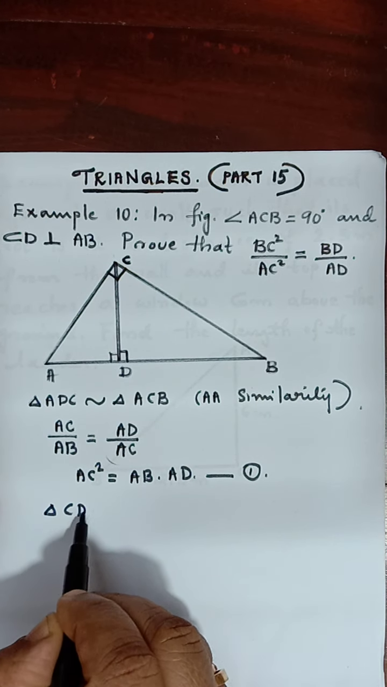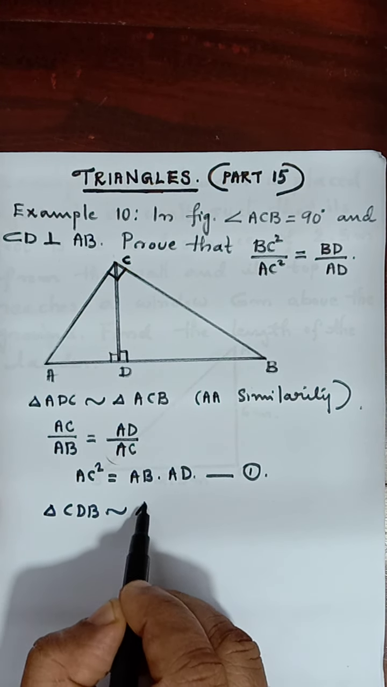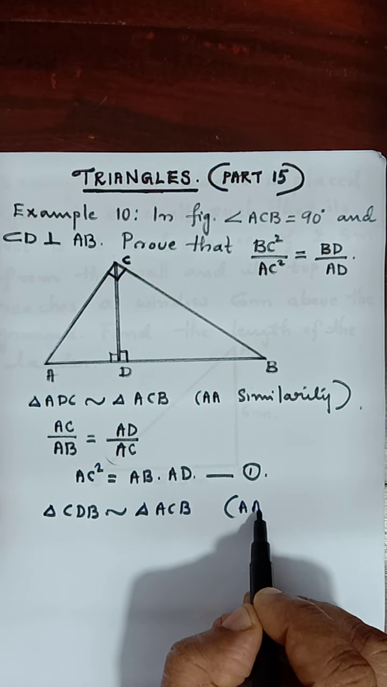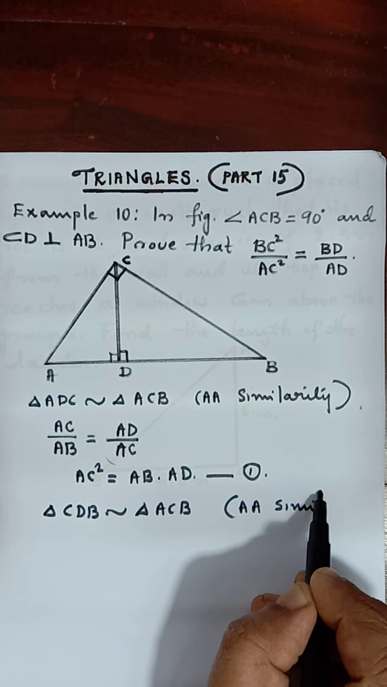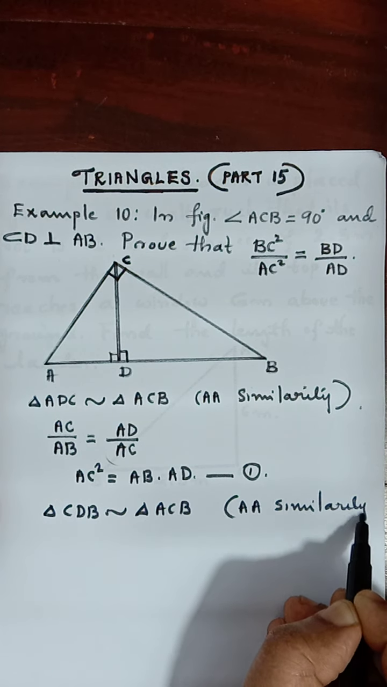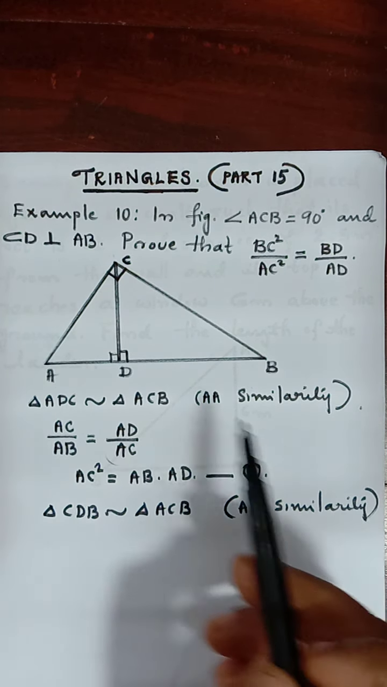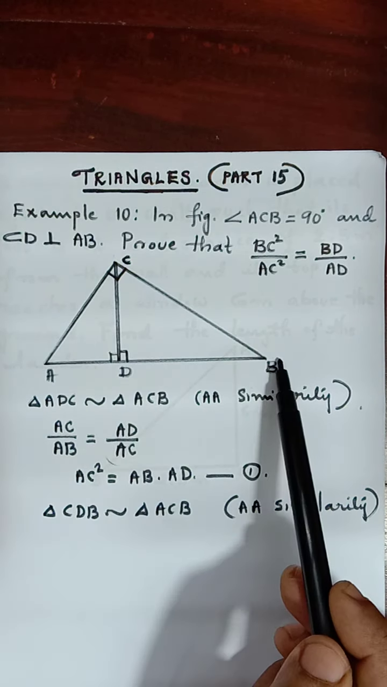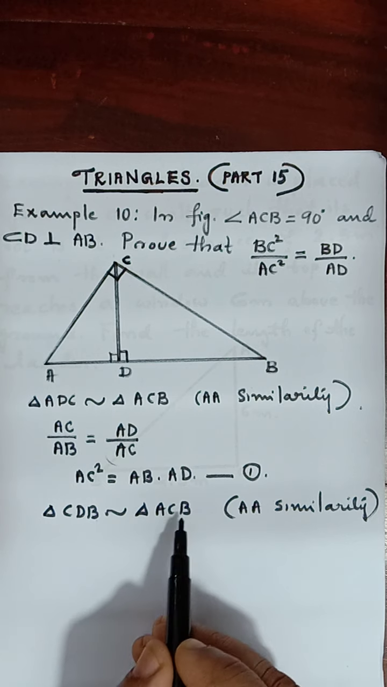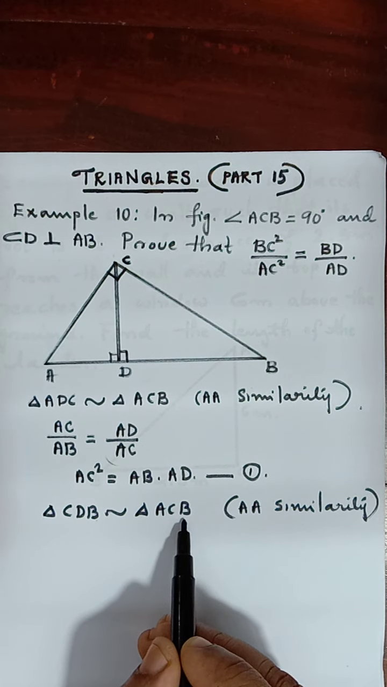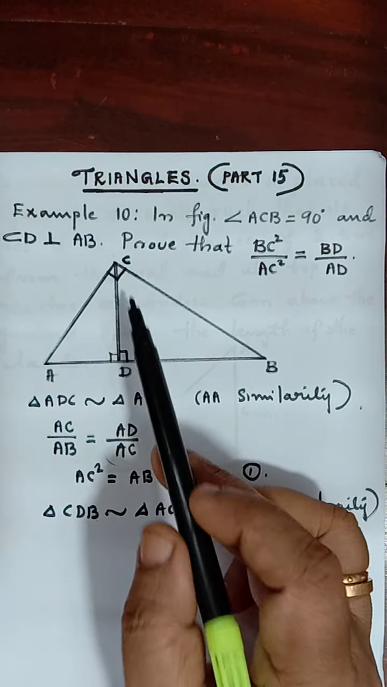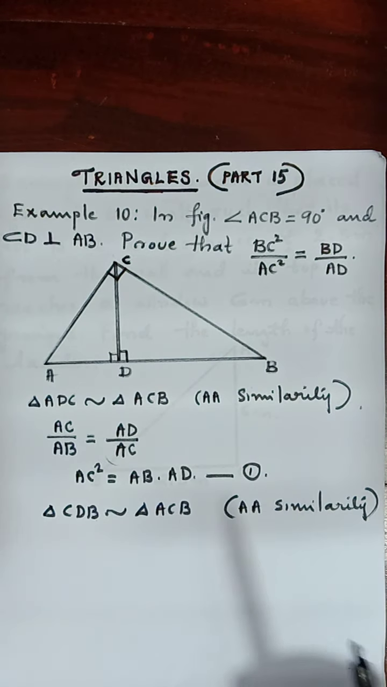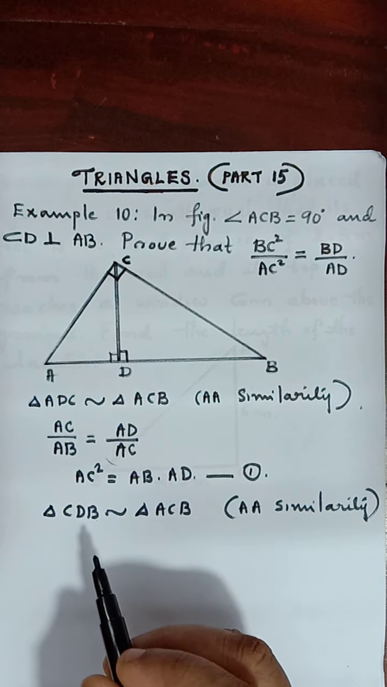Triangle CDB similar to triangle ACB. This is also by AA similarity. Again, it is CDB similar to ACB. So, ending with B, that is common. B is common for both. We have angle CDB 90 degrees. Angle ACB also 90 degrees. Therefore, it is AA similarity.